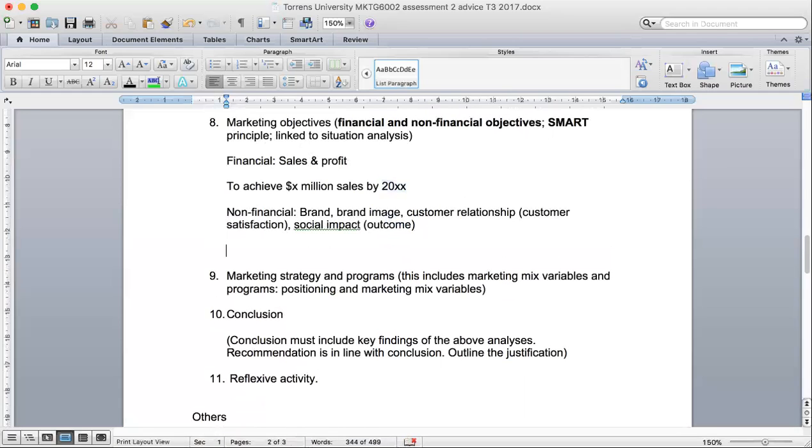Now let's look at non-financial. Social impact or social outcome. You can look at the number of participants in their program, for instance. To increase the number of participants. Let's say this year, I helped my organization help 10,000 homeless people. With my marketing plan, I want to double that to 20,000. That's the social outcome that we expect. All right, that's an example.